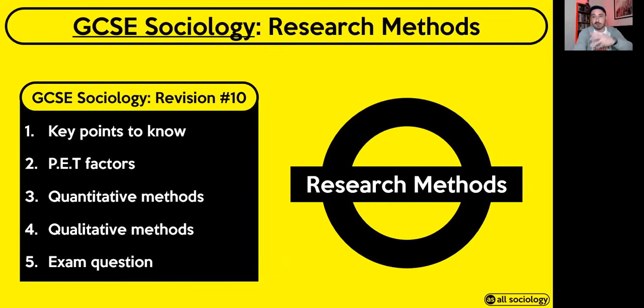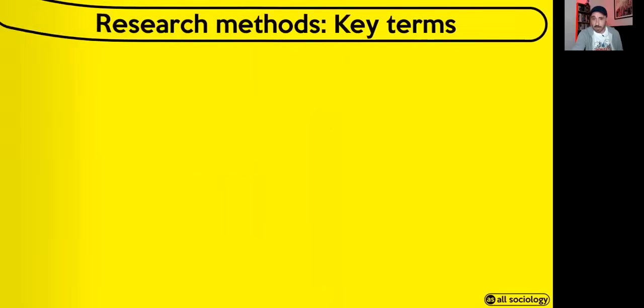I'm going to split the different types of research methods into ones that give you quantitative data, so things like questionnaires, structured interviews and official statistics, versus those which give you qualitative data. On that side, I'm going to look at unstructured interviews, observation, participant observation, and also the use of secondary documents. And we'll finish it all off, hopefully, with a little exam question, and that should wrap everything up quite nicely. But we'll see how it goes, eh?